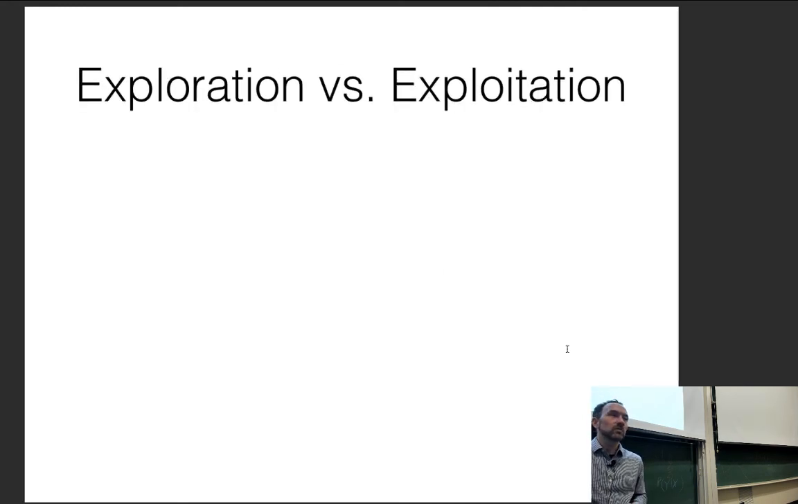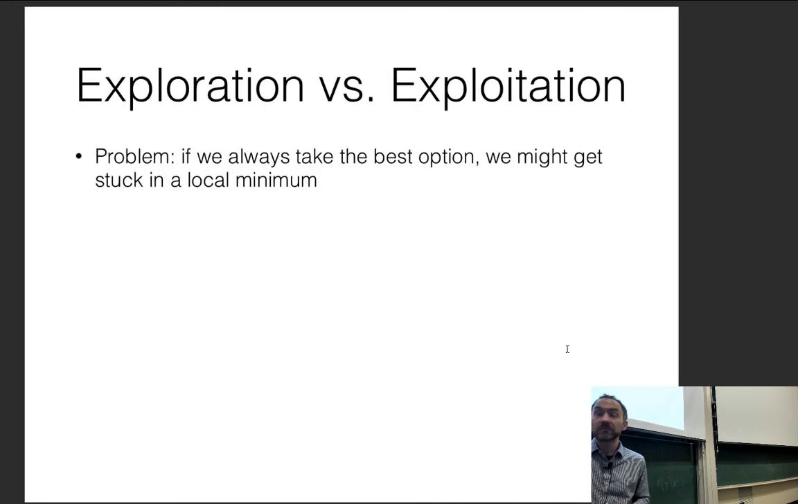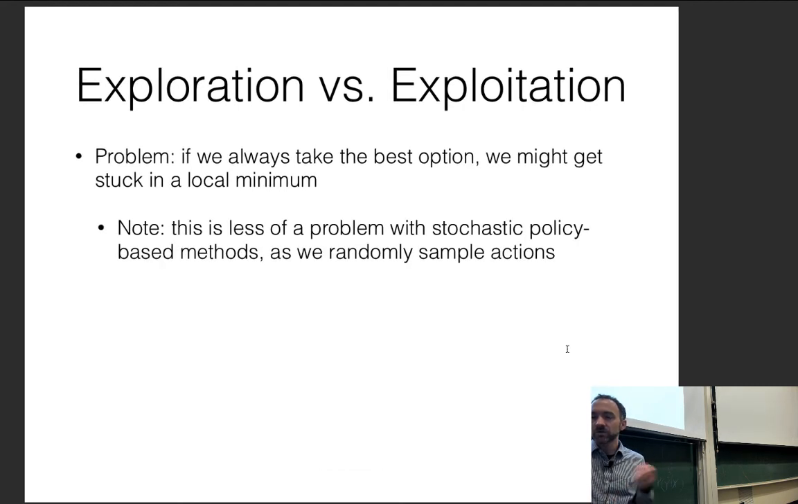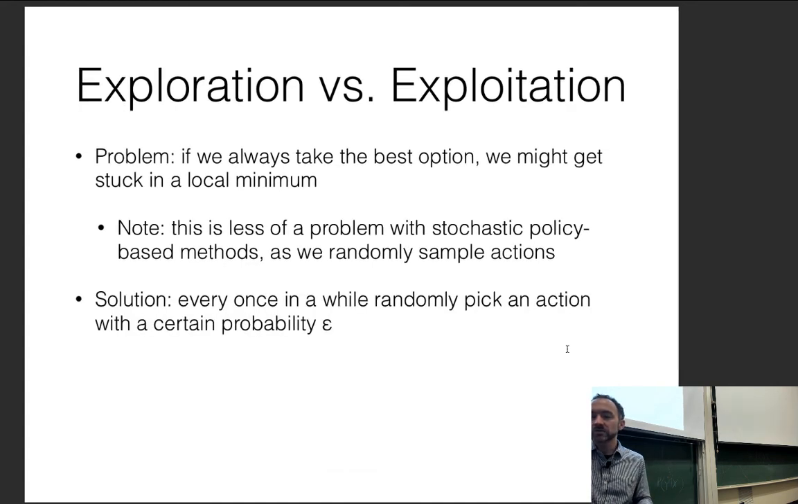But anyway, one of the problems here is exploration versus exploitation. The problem is if you always take the option that you think gives you the higher expected reward, the moment you get a positive reward from any of your action sequences, you're likely to make that action every single time, right? This is less of a problem with stochastic policy-based methods where we randomly sample actions, but here we're taking the argmax, so that's a problem. One solution is that every once in a while we randomly pick an action with a certain probability, epsilon. This is called the epsilon greedy strategy.